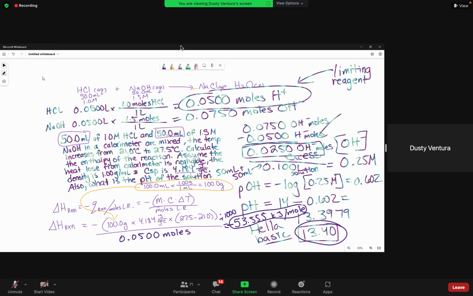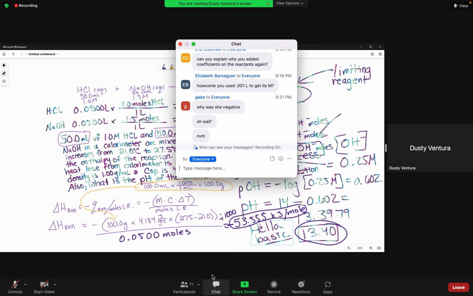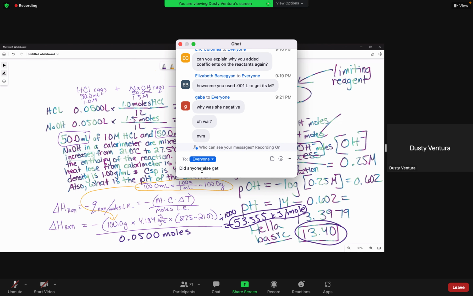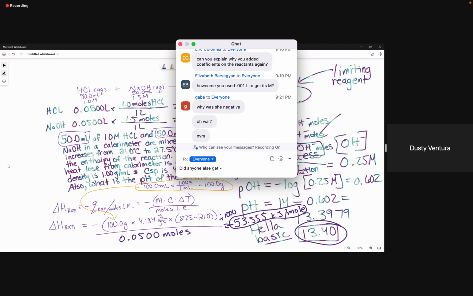So this problem is broken into 2 problems, right? He'll ask you to find the pH of some neutralization reaction, so that's what we just did. And then he'll ask you to find the enthalpy of a reaction. So we've done 2 things in one situation.